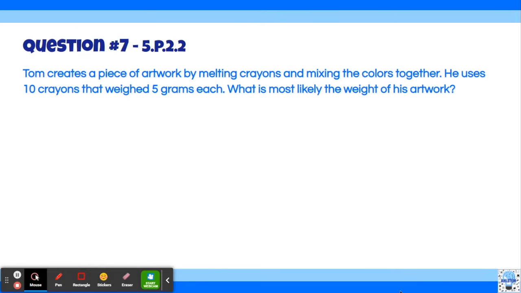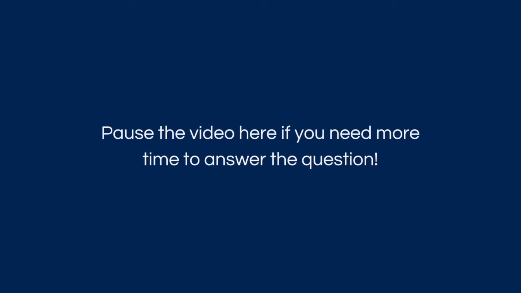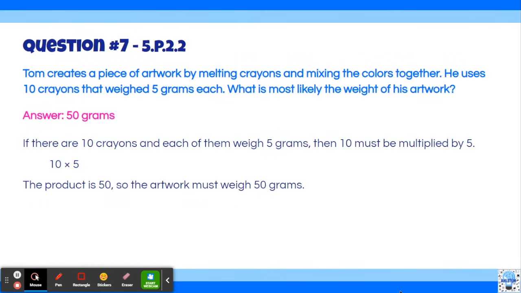Question number 7. Tom creates a piece of artwork by melting crayons and mixing the colors together. He uses 10 crayons that weighed 5 grams each. What is most likely the weight of his artwork? The answer is 50 grams. If there are 10 crayons and each of them weighs 5 grams, then 10 must be multiplied by 5. And 10 times 5 is 50, so the artwork should weigh about 50 grams.